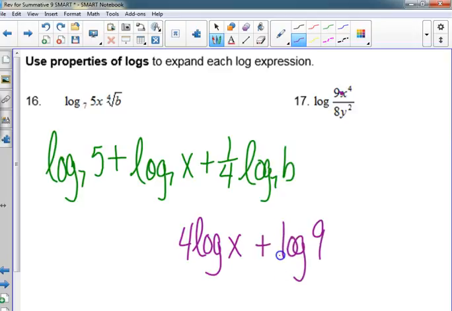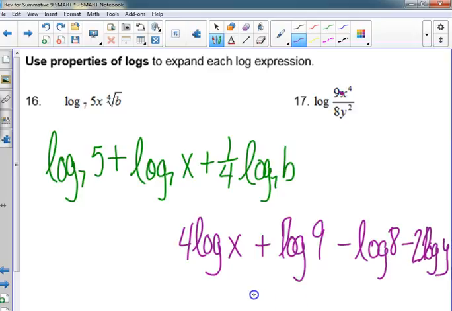Yeah, you're good. I gotcha. I would not have done that order, but he's perfectly right. I would have put log 9 plus 4 log x, but it's addition, so it doesn't matter, right? Yes. I would accept that, yes.